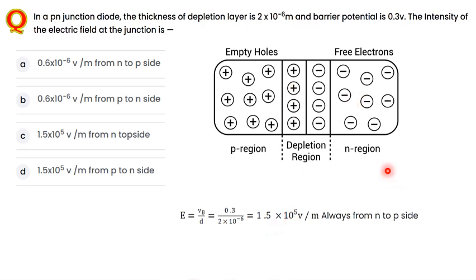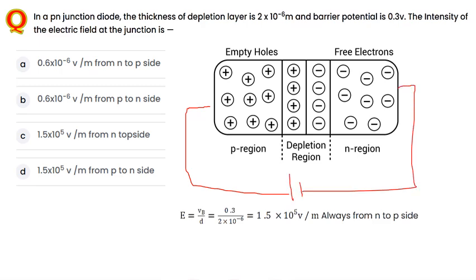In this case, electrons are here and holes are here, but see this one which has been connected to the potential. So the electrons will be moving towards this region, and holes are attracted towards the negative charge also. So electrons will be moving from the N side to the P side. So the answer in this case is this one.